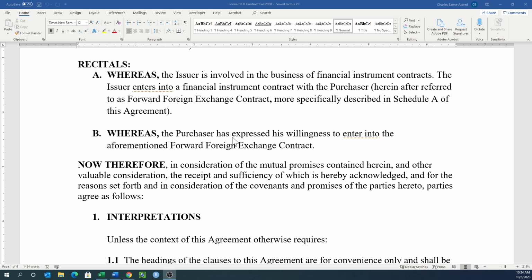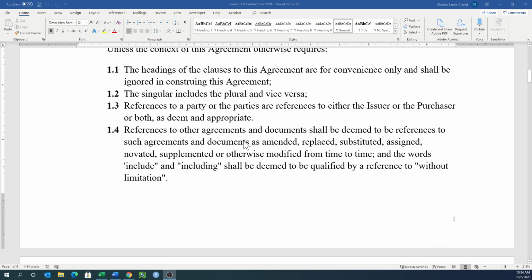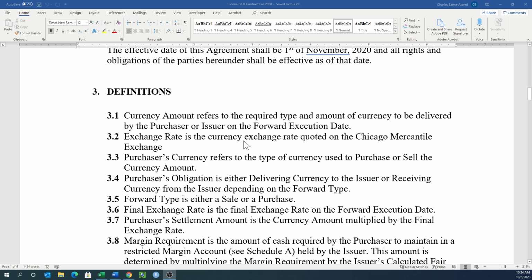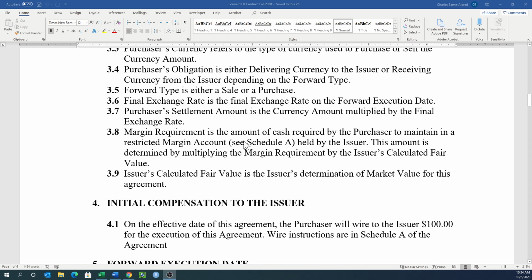What the responsibilities of the purchaser are in the contract may be to purchase or sell something. So just be aware of that. Different interpretations. We've seen this. The effective date. Definitions. Pay close attention to the definitions, what that means.